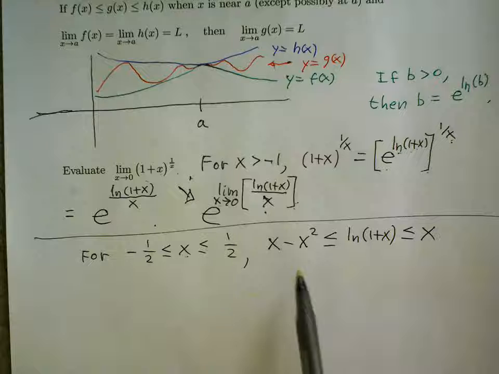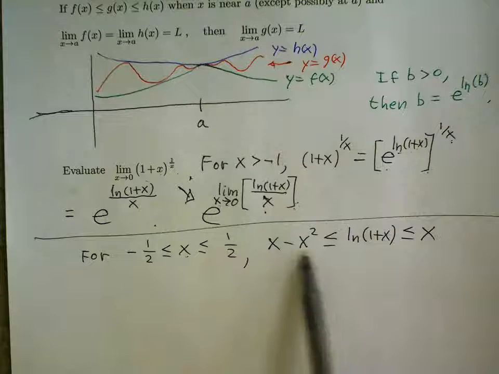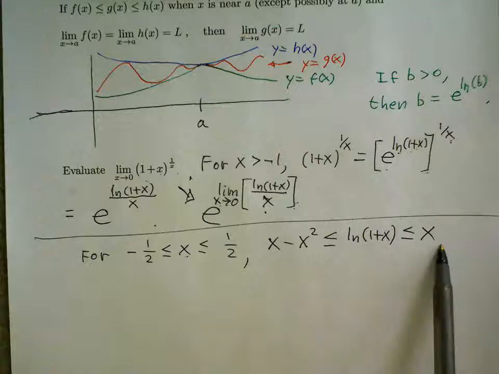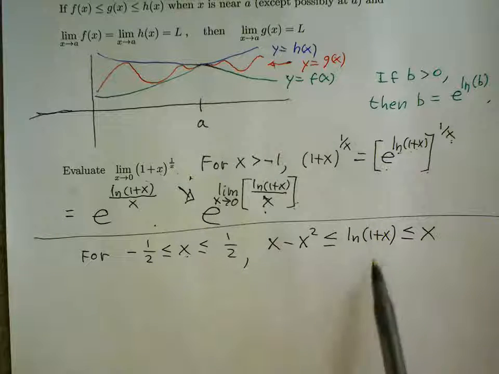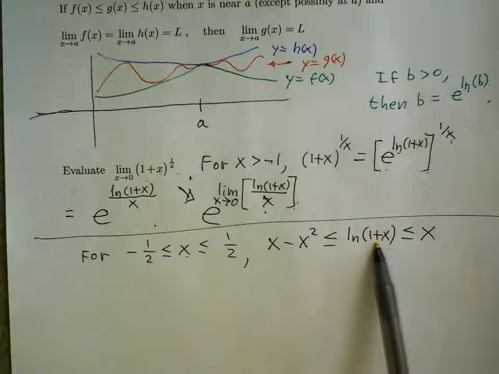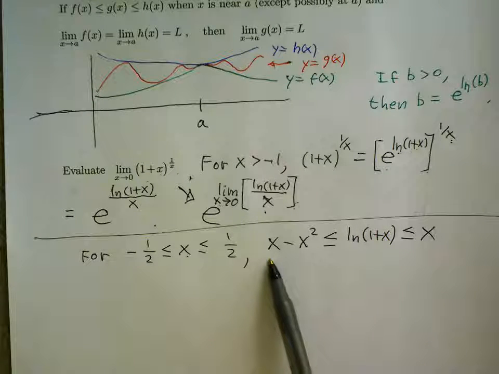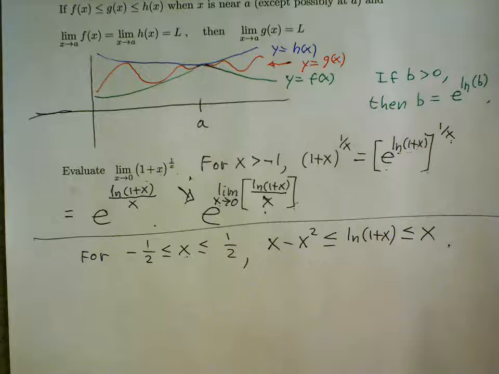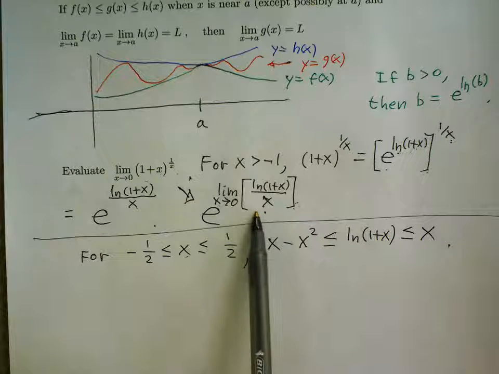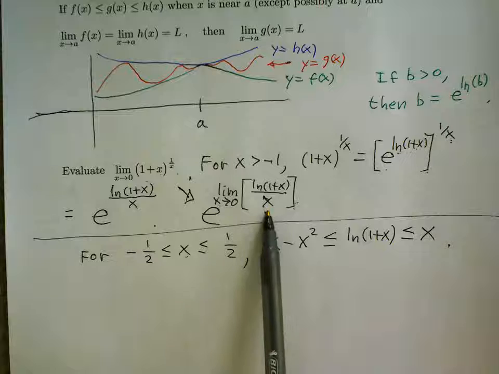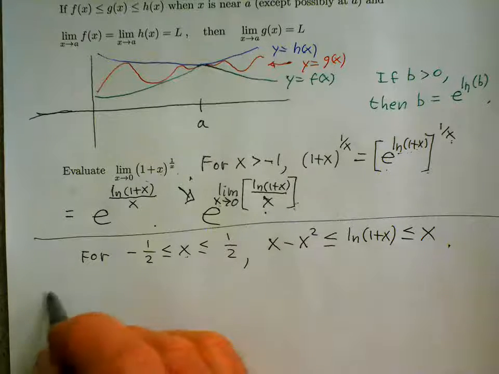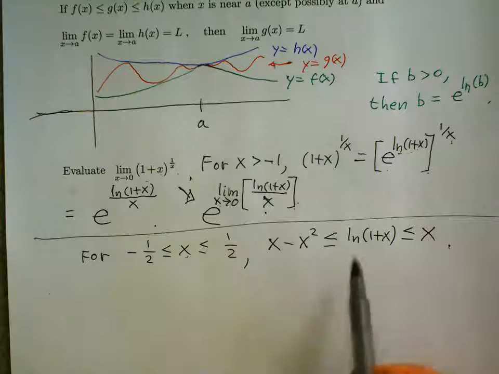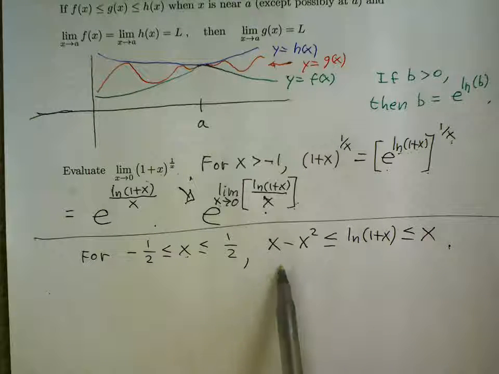I won't do it here, but you can pretty easily graph the three functions on the interval from negative 1/2 to 1/2, and you can show that the natural log of 1 plus x is between x minus x squared and x. Okay, we want to find the limit of the natural log of 1 plus x over x. So now we're going to divide everything on both sides by x, but we have to do this in a couple of segments.